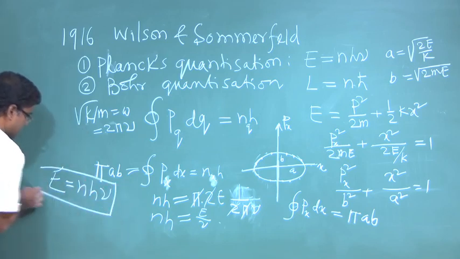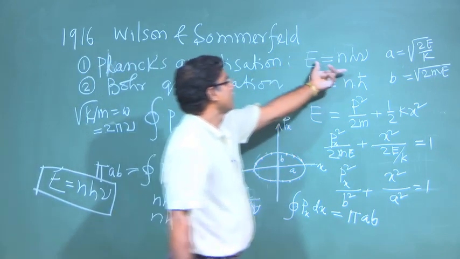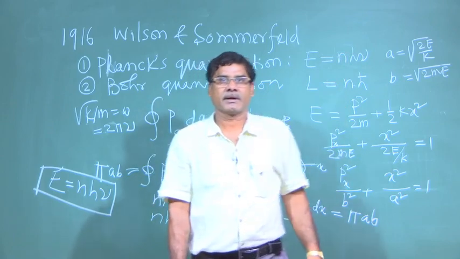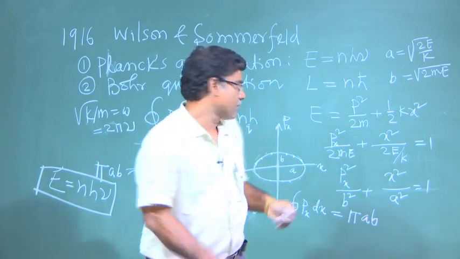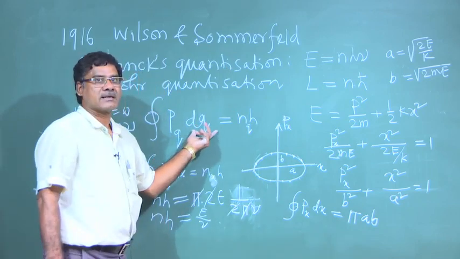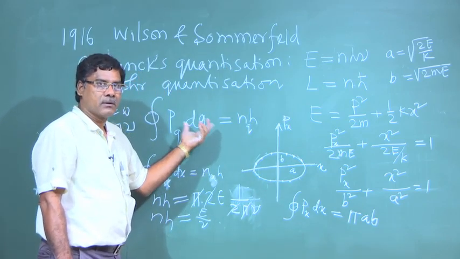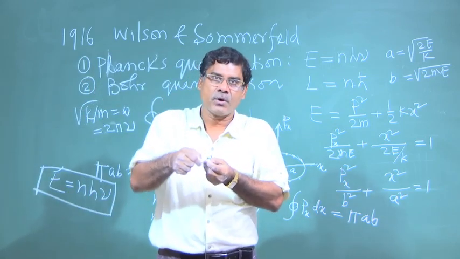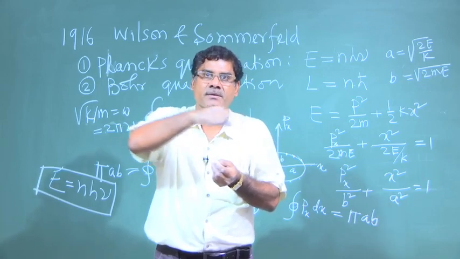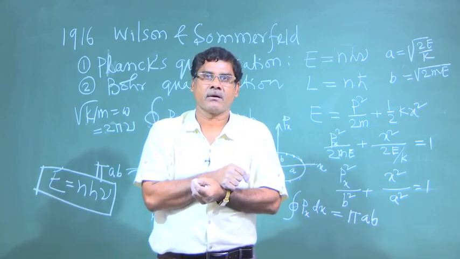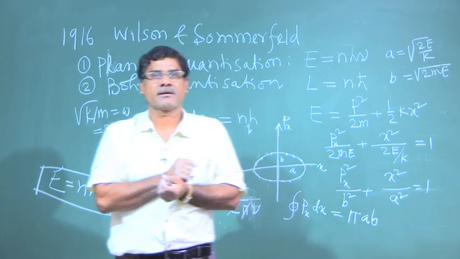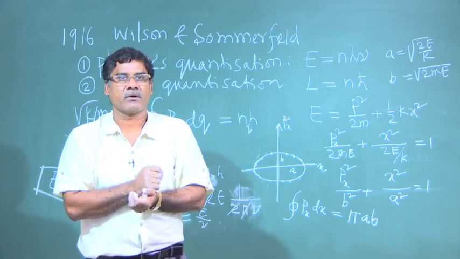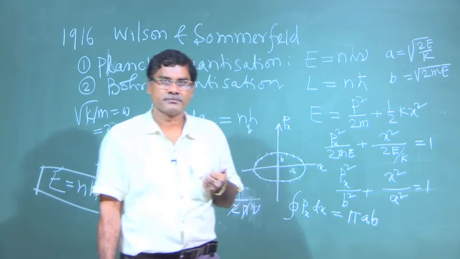What is this? This is exactly that Planck quantization. Similarly, starting from this action integral quantization rule, you can also take an electron rotating in an orbit. For that you need coordinates. What you need is coordinates r and theta, right.